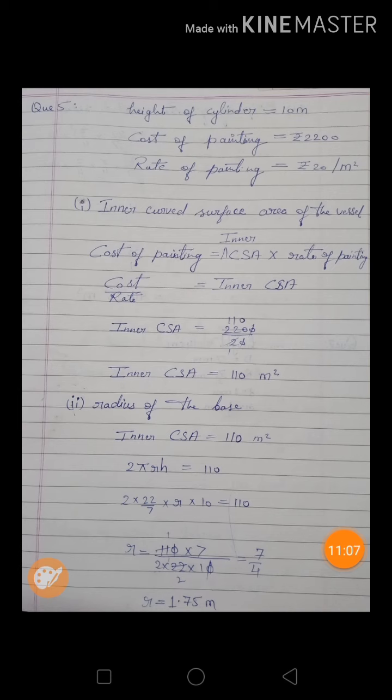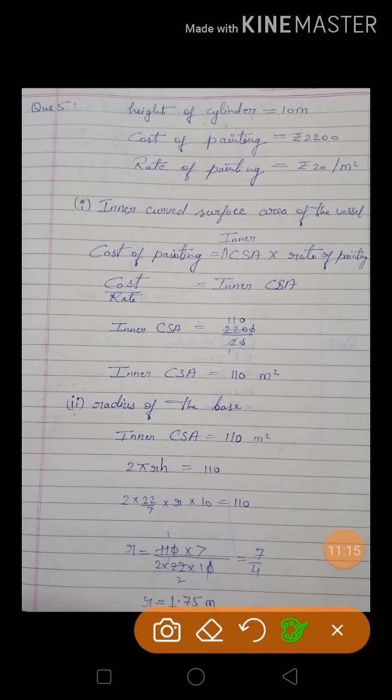So the cost of painting will be the area we want to paint. We want to paint only the inner curved surface area. So firstly we shall write this and multiply by the rate of painting per meter square. Here the values are in meter, so per meter square we shall multiply. The cost of painting will be equal to inner curved surface area multiplied by rate.